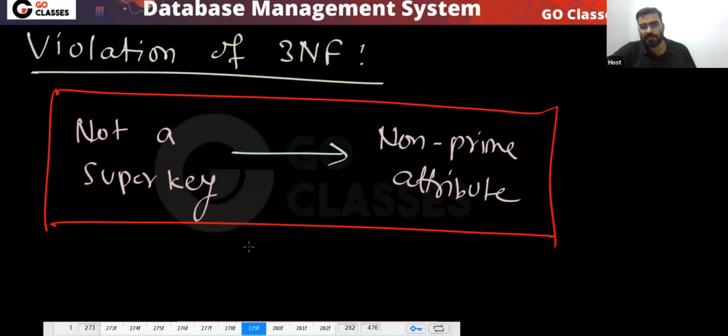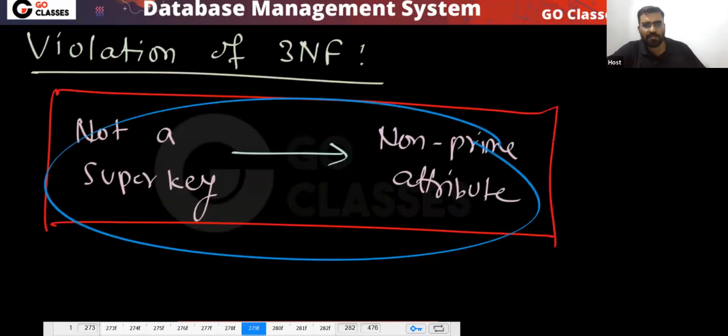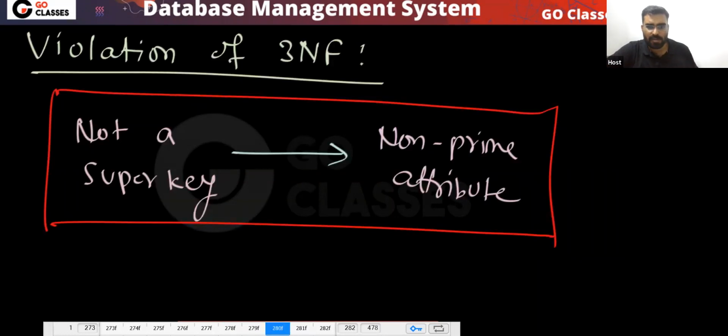This functional dependency is a violation of 3NF. Why? Tell me, what does this have to do with transitive? Very simple. This is a simple question. Why is this a violation of 3NF? What is transitive here?